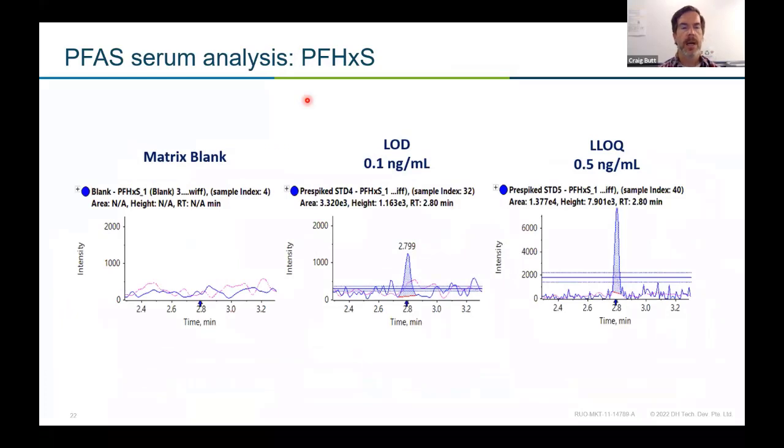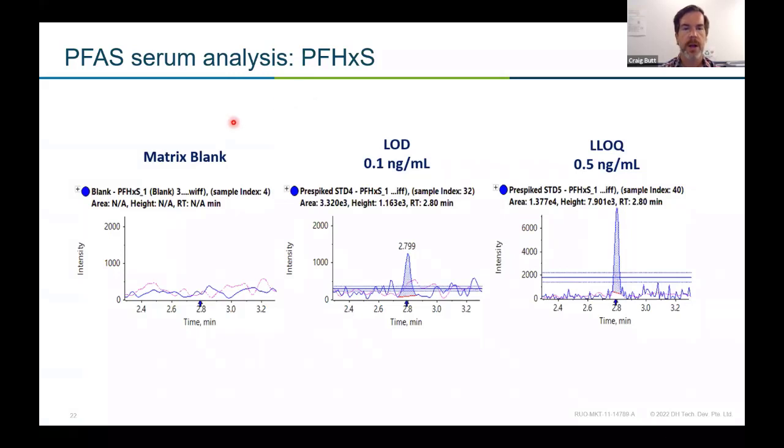Okay, so looking at some of the levels that this method was able to achieve. Now, I will stress going forward, what we've got here is, in fact, spiked samples. So these are levels that are not in the vial, but representative of what's in the serum.